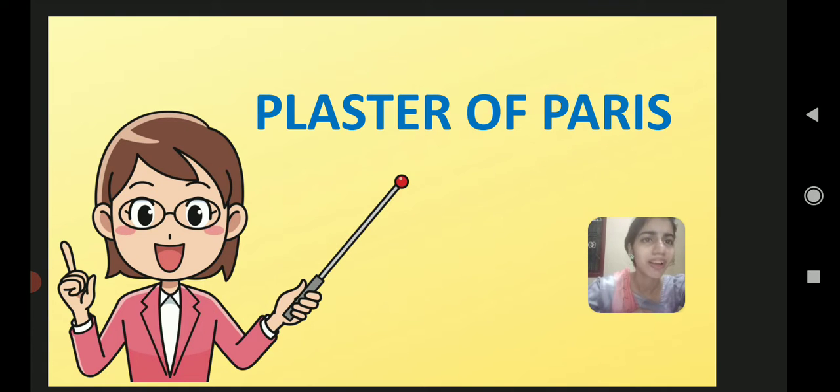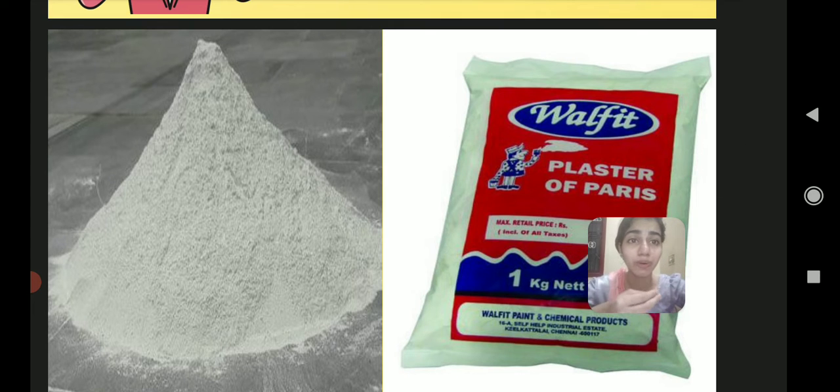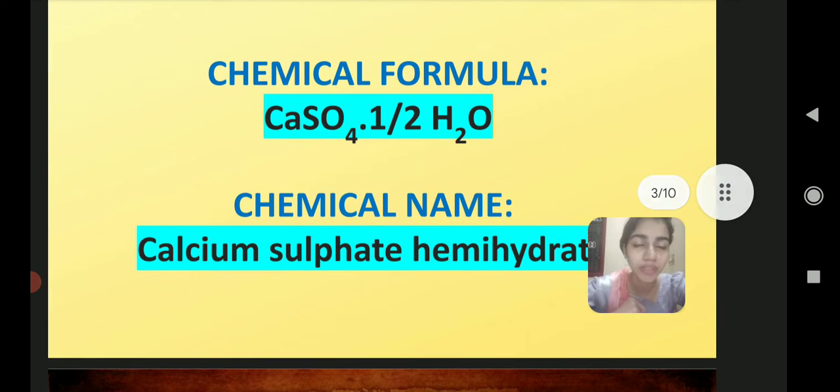Now what is this plaster of Paris? It is nothing but a fine white colored powder. You can see here it is nothing but a powder, very fine powder. So first let's look at the chemical formula. The chemical formula for plaster of Paris is CaSO4 half H2O.